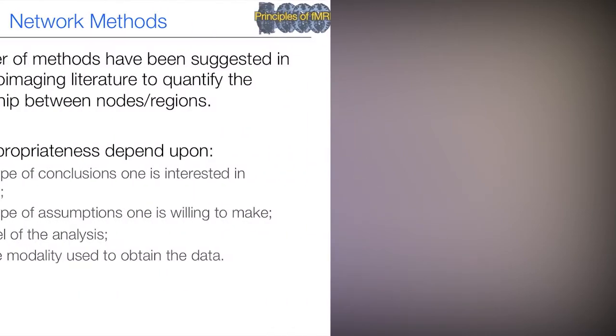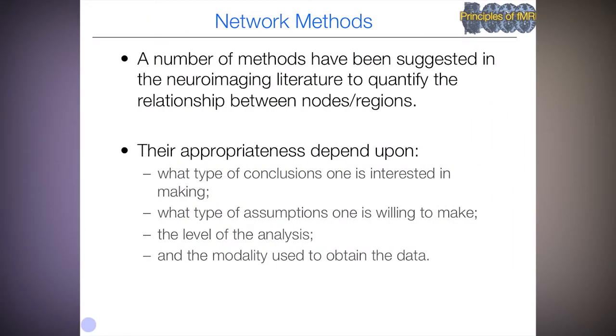So a number of methods have been suggested in the neuroimaging literature to quantify the relationship between nodes or regions. And their appropriateness depends on a number of factors. These include what type of conclusions one's interested in making, what type of assumptions one's willing to make, the level of analysis, and the modality used to obtain the data.